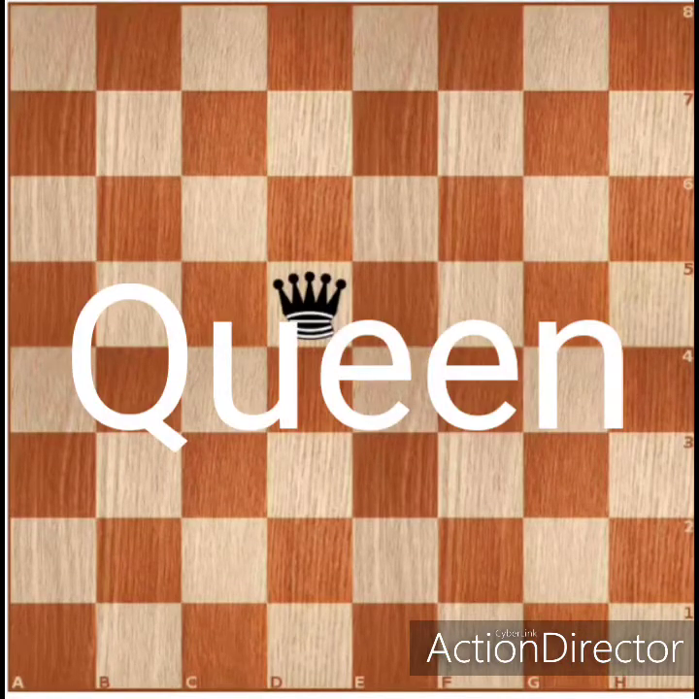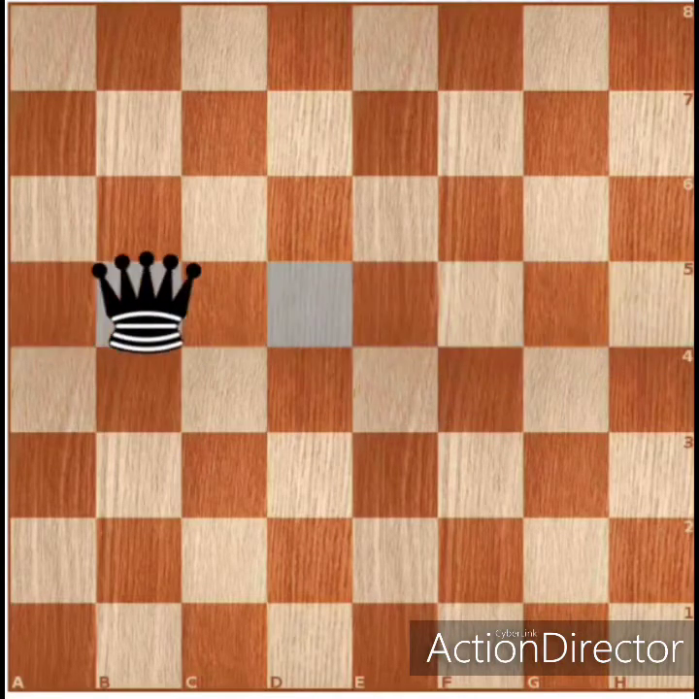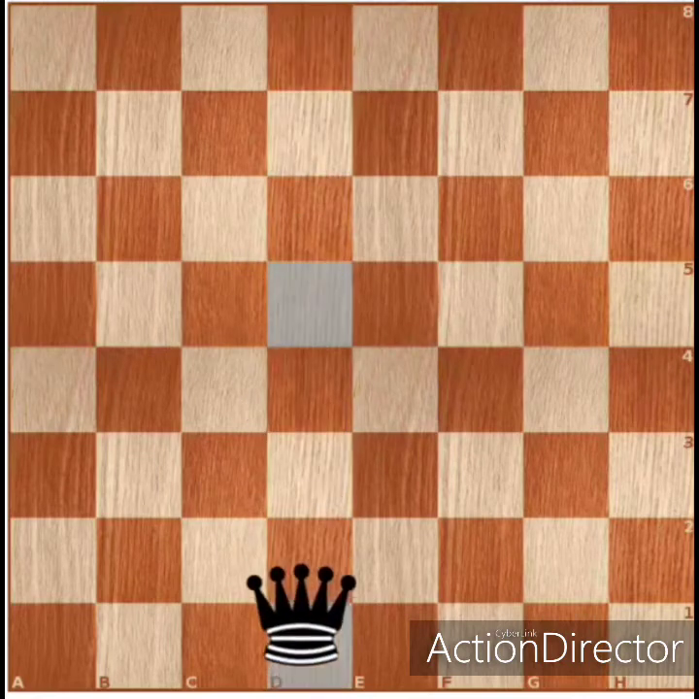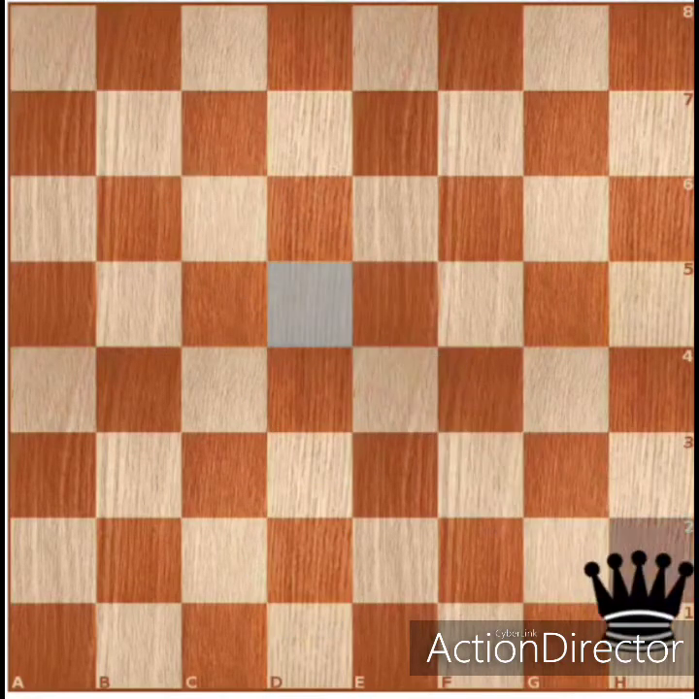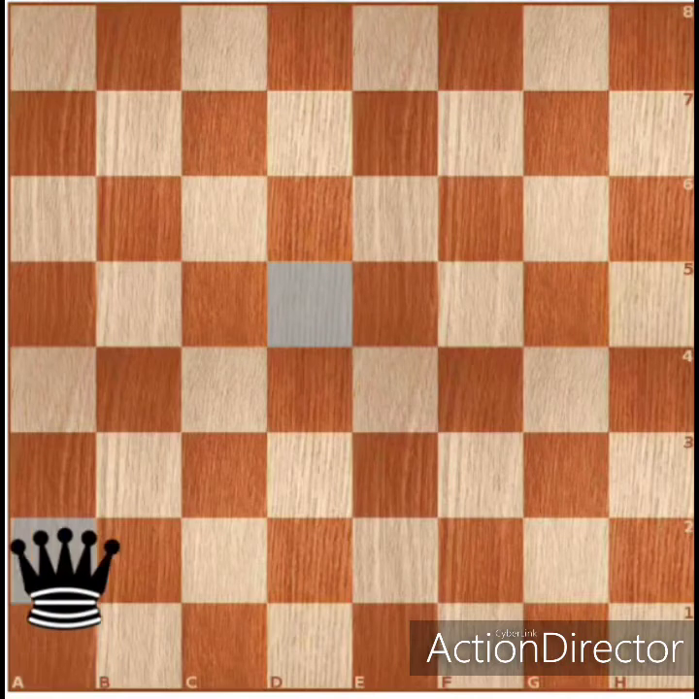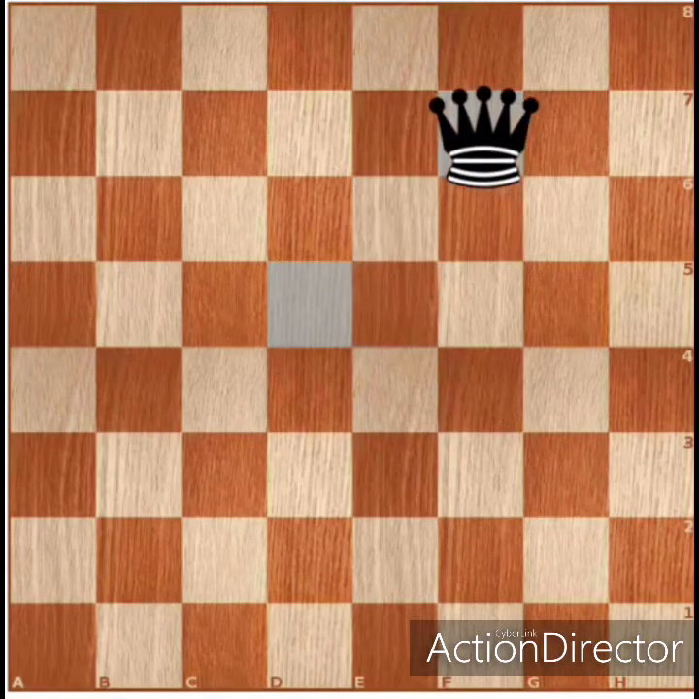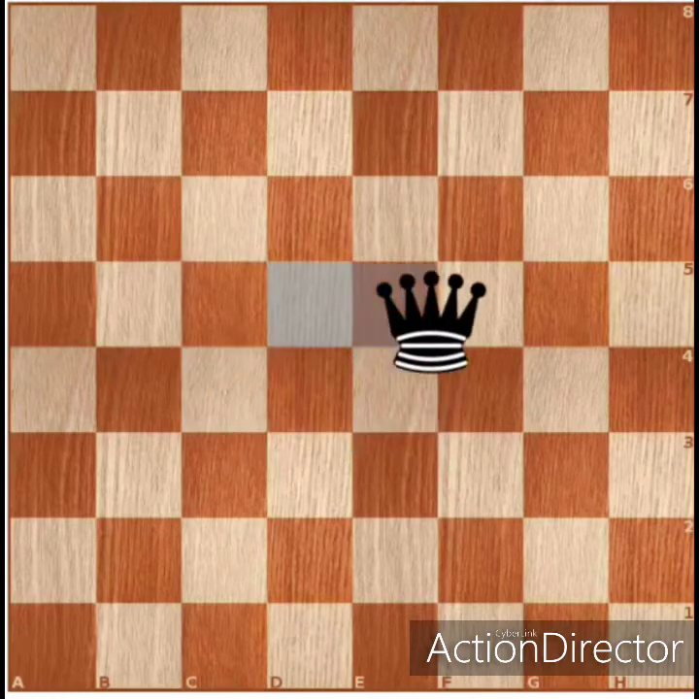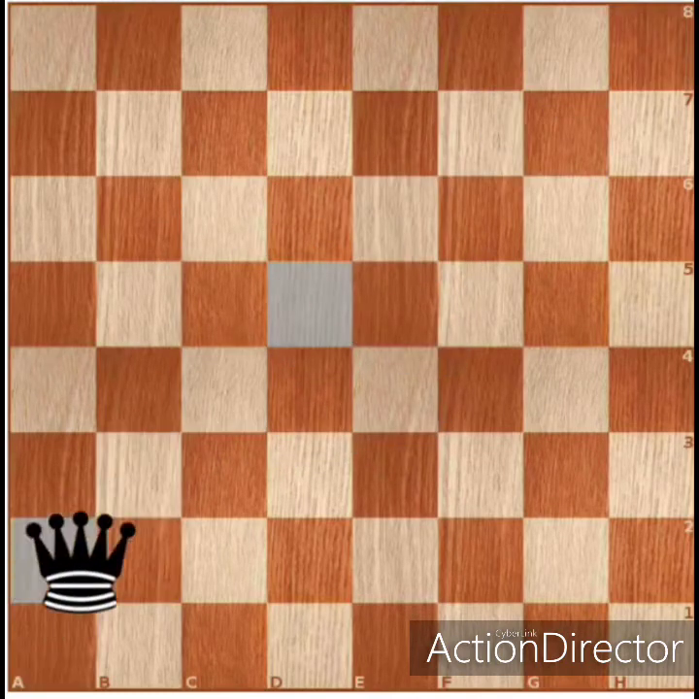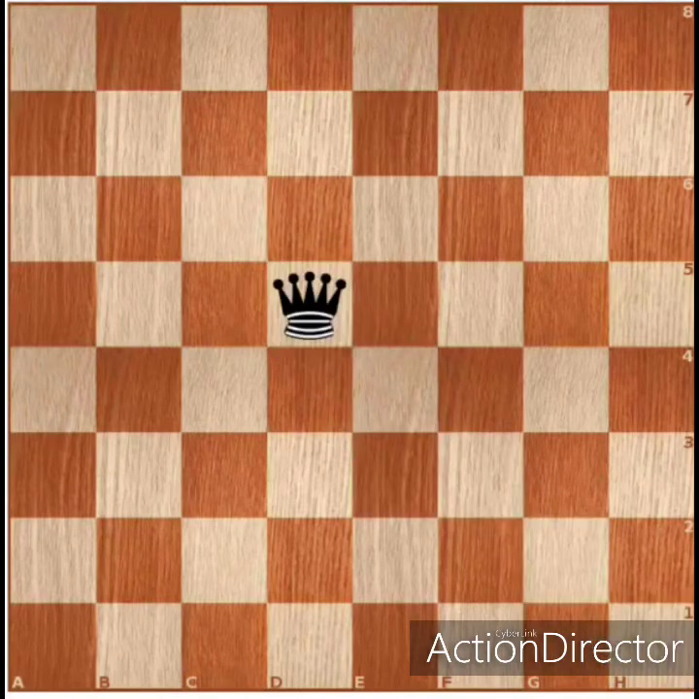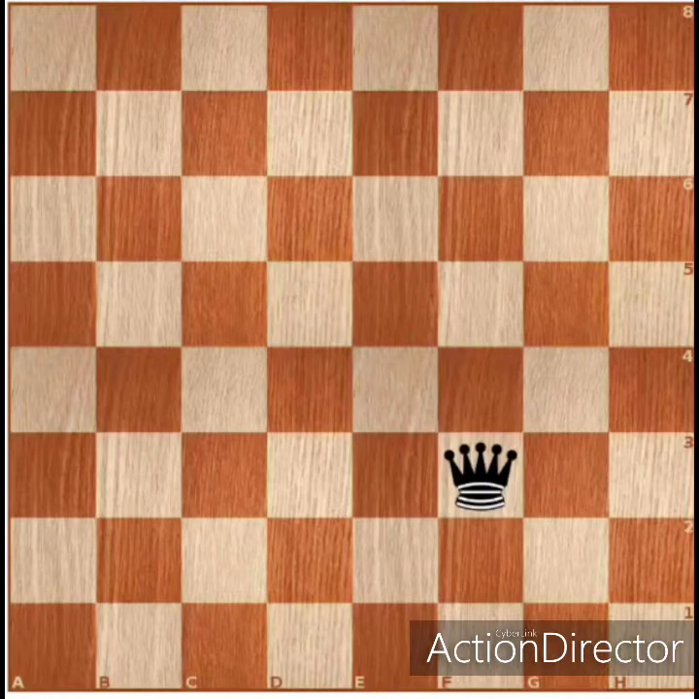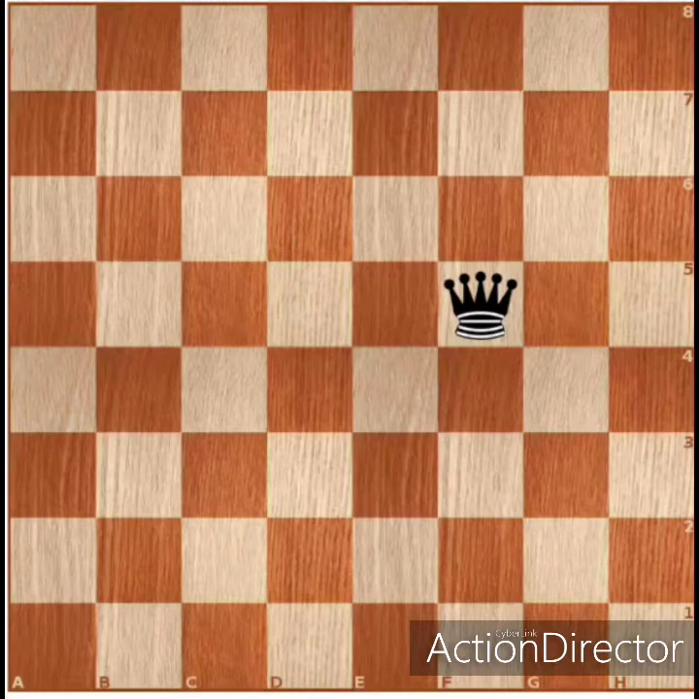Queen is the strongest piece on the chessboard. Now the queen can go straight, and the queen can go diagonally. The queen can go everywhere. The queen can move 1 square, 2 squares, maybe any number of squares. You can see all of the squares the queen can go to. Now capture. Any piece the queen can capture straight away.